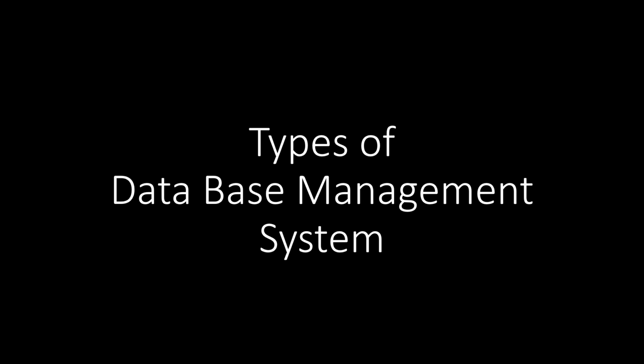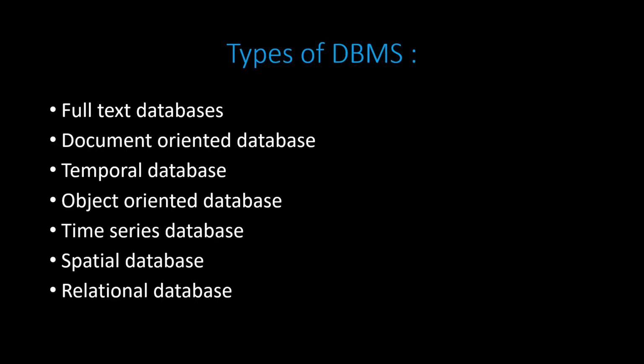In this video, we are going to see the types of database management system and the history of database management system. As we're going to see, we have different types of database management system. The type of database depends on the information that is stored in the database. Some of those are full text database, document oriented database, temporal database, object oriented database, time series database, spatial database, and finally, relational database.